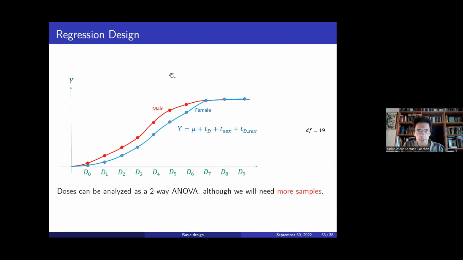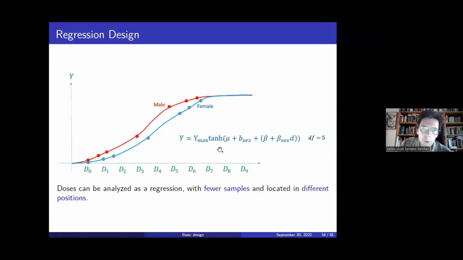Okay, regression design. We are familiar with this kind of experiments where we have, for instance, a response, and we are analyzing different doses, and then males and females may respond differently. So now in our two-way ANOVA, we would have a contribution from the dose, a contribution from the sex, and a contribution of the interactions. If you count the number of degrees of freedom, you have 19 degrees of freedom, which is a lot. So you need many animals to estimate all these degrees of freedom and still have degrees of freedom available for the errors.